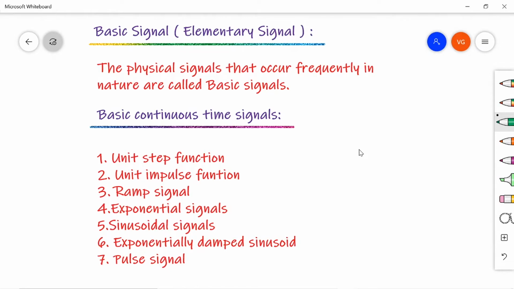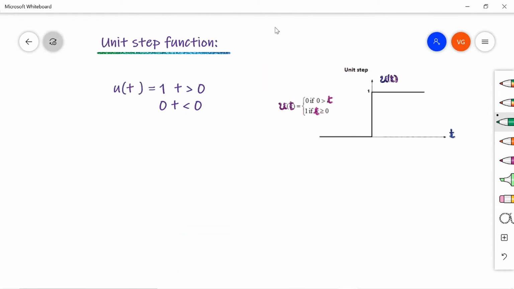So there are two types of these basic signals. They are continuous time signals and discrete time signals. So in my video, I am going to discuss these continuous time signals. They are unit step function, unit impulse function, ramp signal, exponential signals, sinusoidal signals, exponentially damped sinusoidal signal, and also pulse signal. The first one in continuous time signals is unit step function.